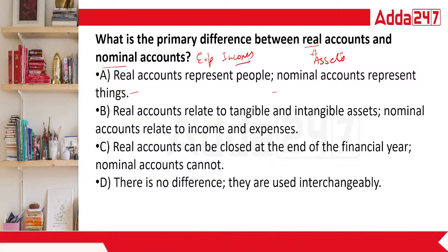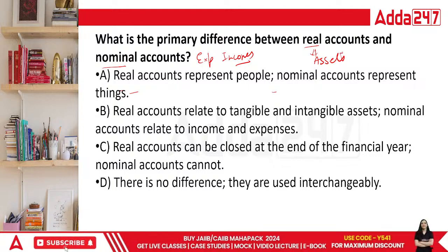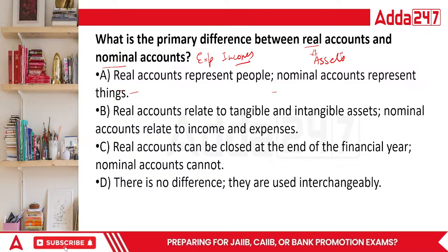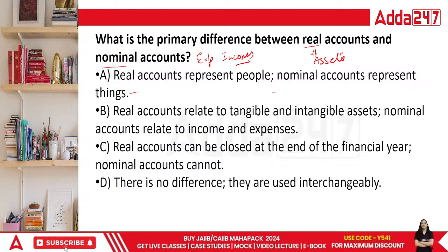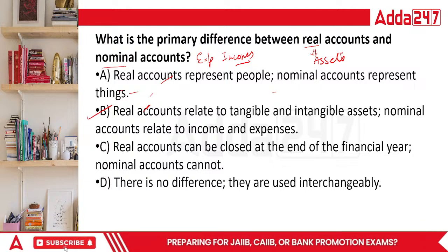Real accounts represent people? No. Personal account represents people. Nominal account represents things? Nominal account is linked with the specific area of expenses, so this is not related to things even. Real account relates to tangible and intangible assets. That makes sense. And nominal accounts relate to the expenses. Yes, it does. So I think the correct answer should be B. But let's look at the other part as well.